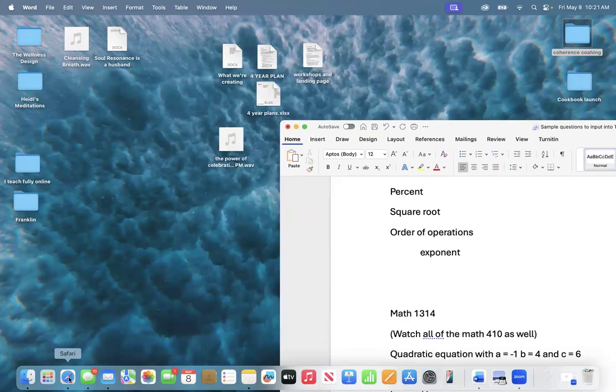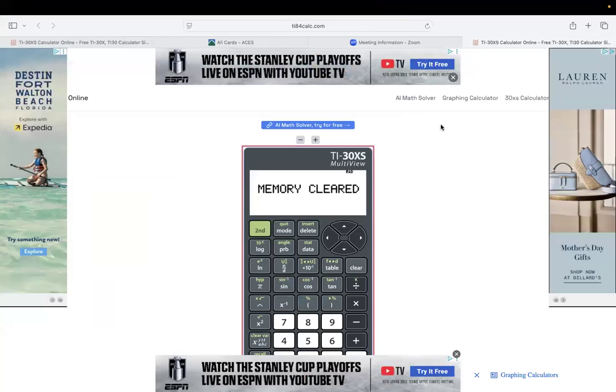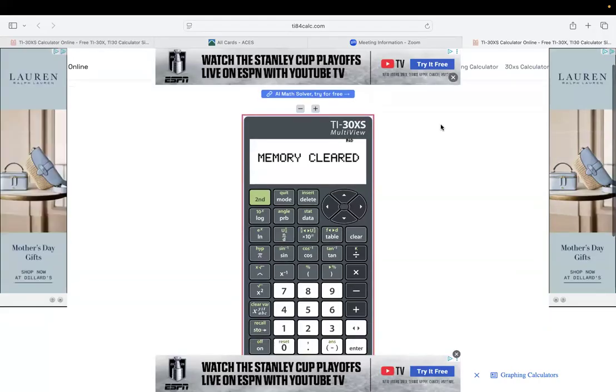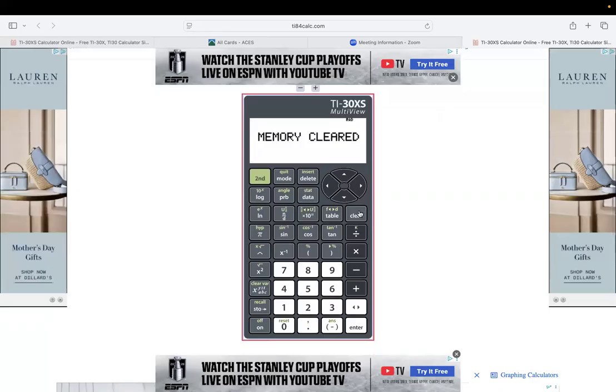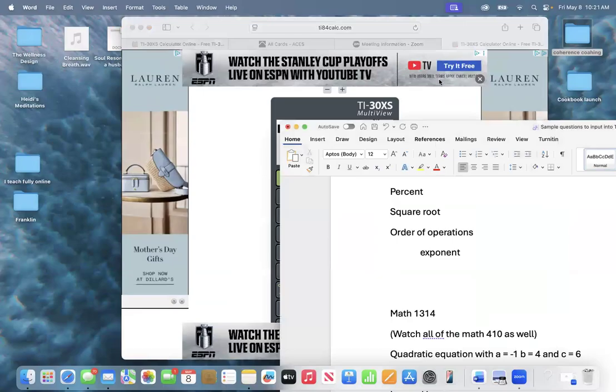I'm going to be using an online version of the calculator. And if you want to look this up, I just Googled TI-30XS online version. And this is a free thing. So if you're interested in using this at all, you can. And let me get this set up so I can see the problems we're going to look at.